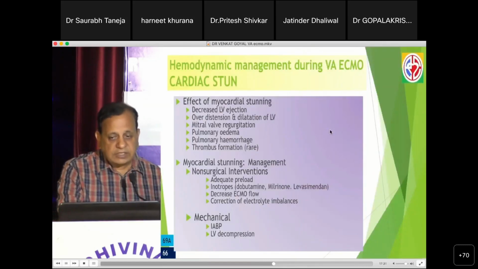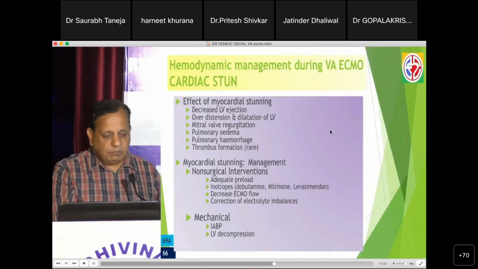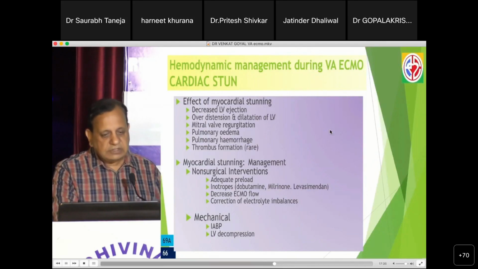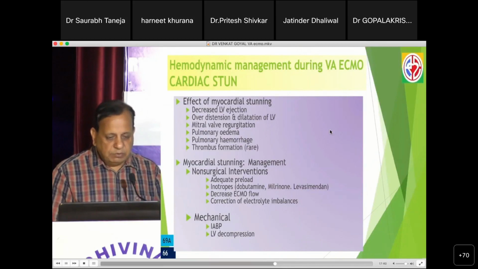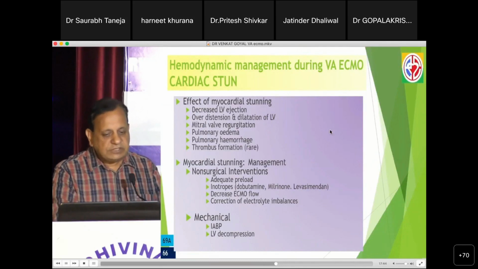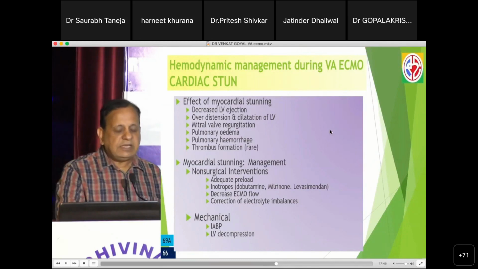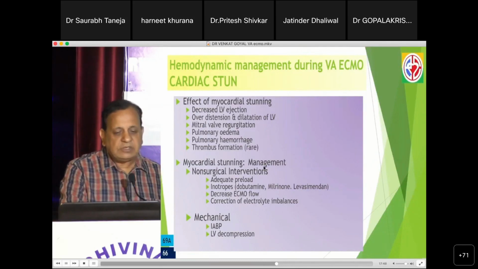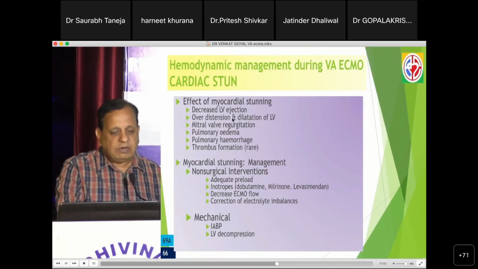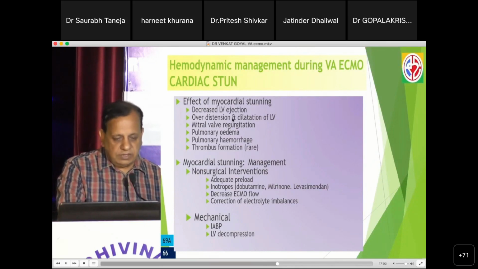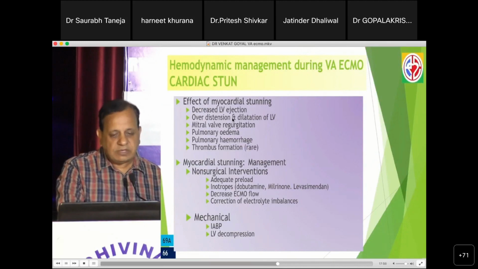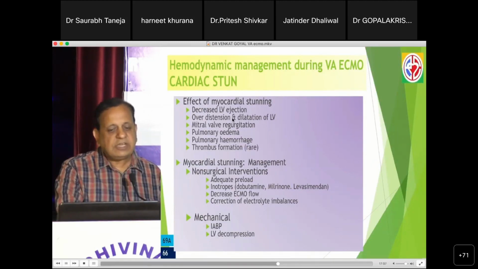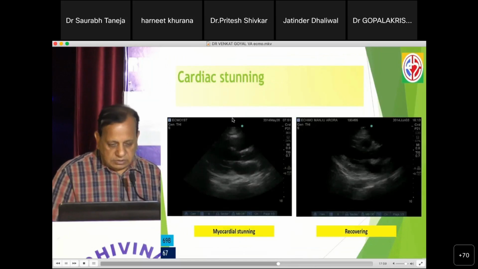Then cardiac stunning, this topic I would be covering in my second talk, but this is a very important aspect, and you require an IABP or left ventricular decompression to prevent myocardial stunning because of over distension. So left atrial hypertension, cardiac stunning, or left ventricular distension are all a series of changes taking place because of over distension and dilatation of the left ventricle. This is just to show you one example of cardiac stunning.